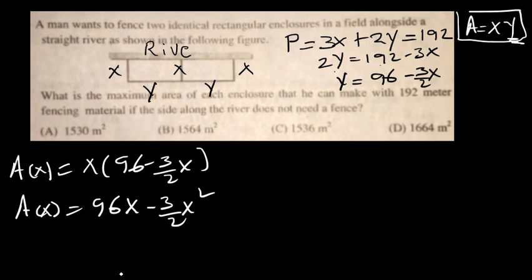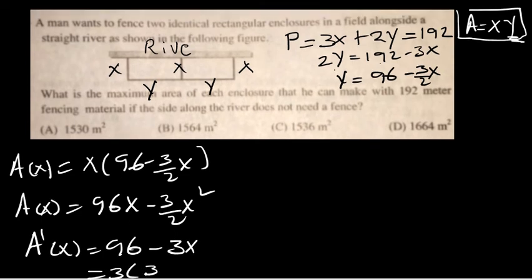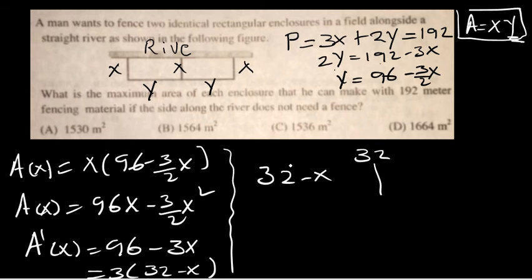This is an application of derivative, so we need to differentiate it to find the maximum or minimum. The derivative A prime of x will be 96 minus, when you differentiate 3 over 2 x squared, just 3x. Then factorize it, take 3 common, and 32 minus x is left. At this point, we need to construct a sign chart and see the sign change. 32 minus x will be 0 at 32. Below it is positive, above it is negative, because the coefficient of x is negative here. There is a sign change at 32, from positive to negative. That means 32 is the maximum. The area will be maximum at x equal to 32.